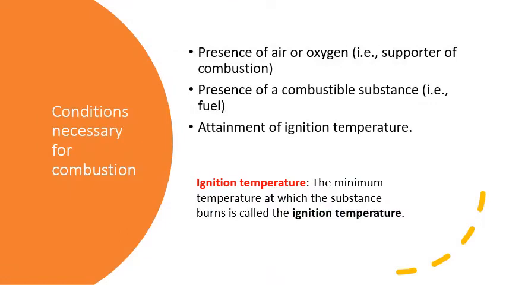Now, let us learn about the conditions that are necessary for the process of combustion to take place. The first thing is the presence of air or oxygen, isn't it? The presence of air or oxygen is essential for the process of combustion. Next is the presence of combustible substance. So, there should be a combustible substance that is known as fuel.